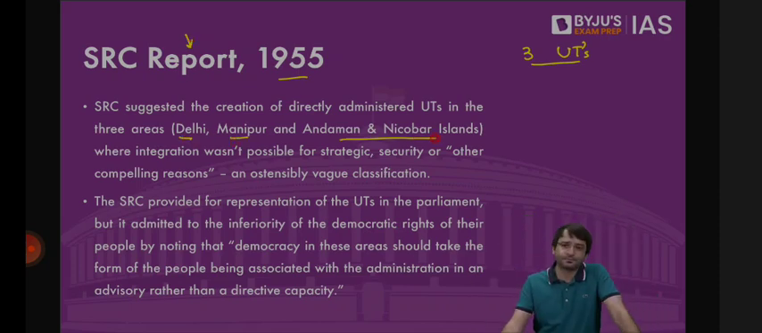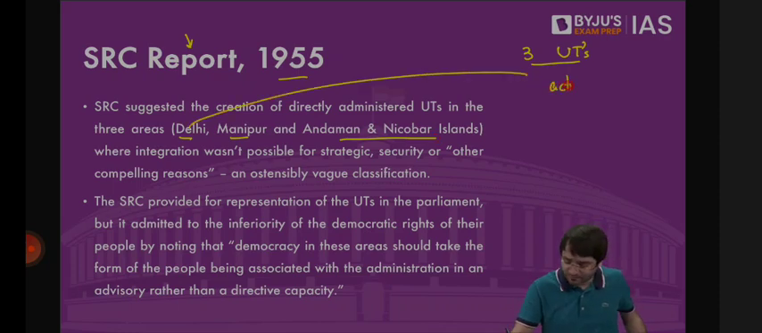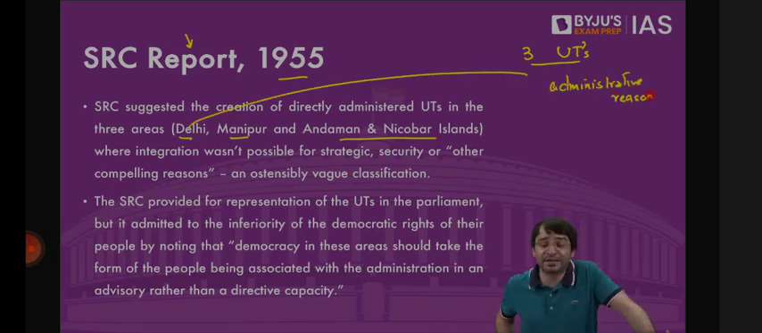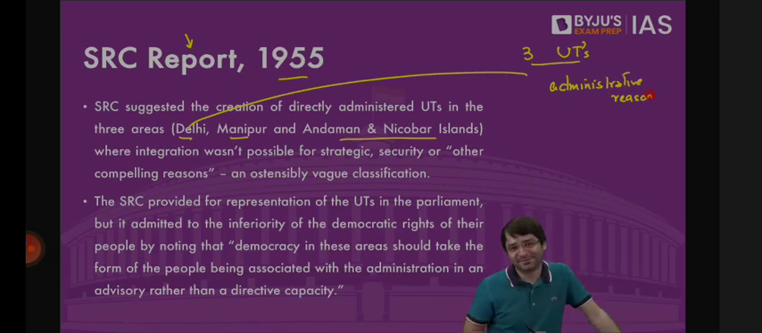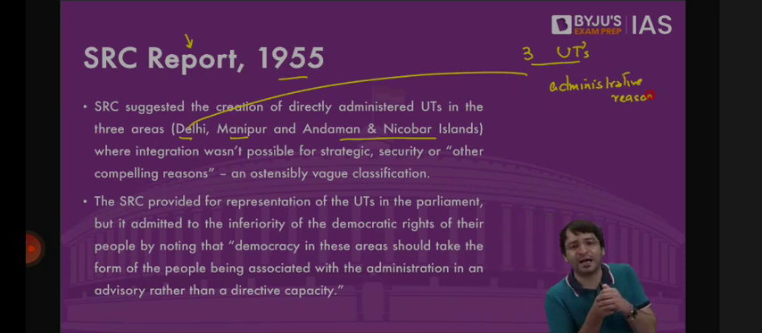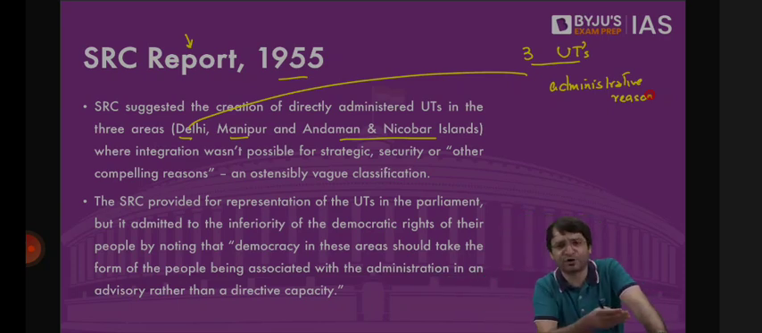Why Delhi? For administrative reasons. Because Delhi is a capital. Prior to this report, Delhi was a state. It had its democratically elected chief minister and MLAs as well. But then the States Reorganization Commission said, no, it is not required. Why? Because Delhi is a capital, and this capital should be under the direct control of the central government. Just like we have Canberra in Australia, we have Washington, District of Columbia in the United States, despite the fact that these are federal constitutions, federal polities. In a similar fashion, in India, the capital should be directly under the control of the center. So Delhi, for administrative reasons.